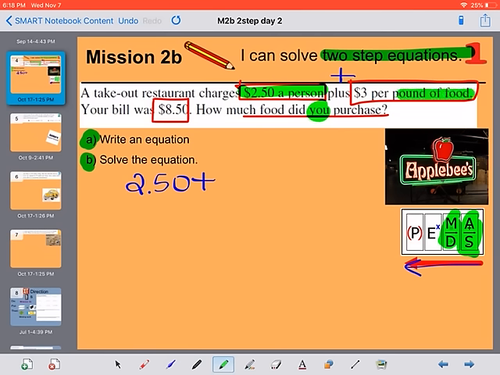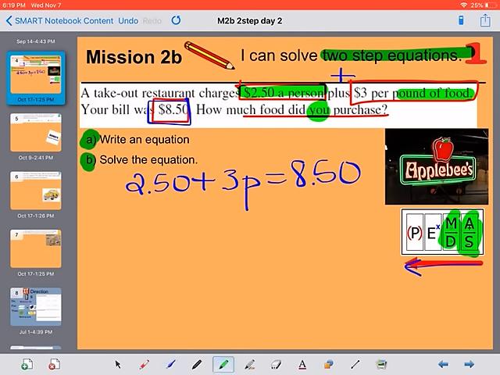We don't know how many pounds of food we buy. If we buy 1 pound of food, we multiply it by 3. If we buy 2 pounds of food, you multiply by 3. If we buy 3 pounds of food, you multiply by 3 because it's $3 per pound. So we have $3 multiplied by, I'm going to use P for pounds of food, equal to our total bill, which was $8.50. So we wrote an equation.